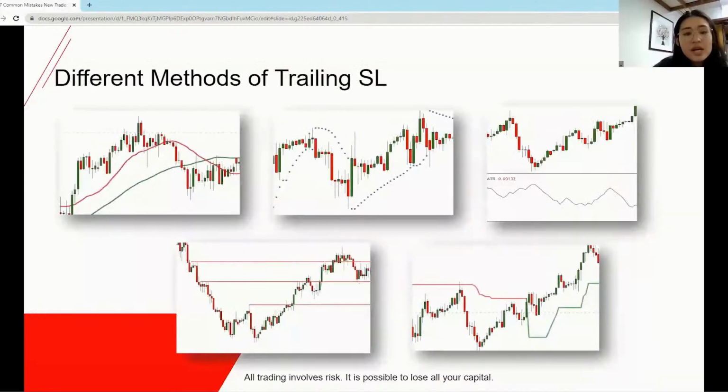Okay, here is a summary of the different methods that you can use for trailing stop loss. The first that we have is the moving average indicator. Next we have the parabolic SAR, and then we have the chandelier, an ATR indicator, support and resistance levels, and then the last we have a combination of all of these methods.